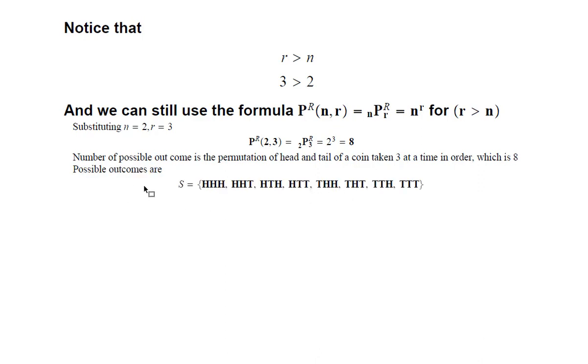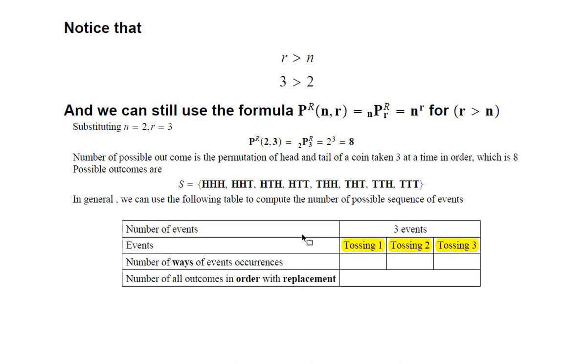Now all possible outcomes, or the sample space, is written here down. Or, to solve this, we can draw this table and write all the events, tossing 1 and 2 and 3, and for each event we write down the corresponding ways of happening, which is 2 and 2 and 2. We multiply them together and we get all the number of outcomes in order with replacement for this experiment, which is tossing a coin 3 times.